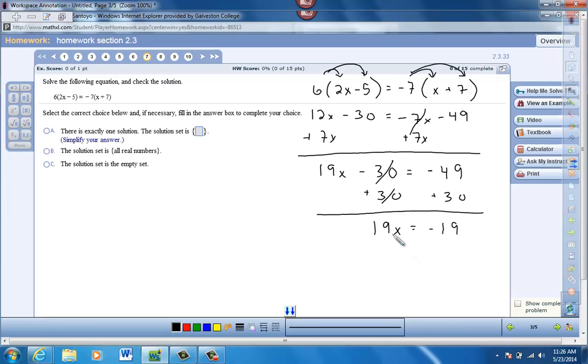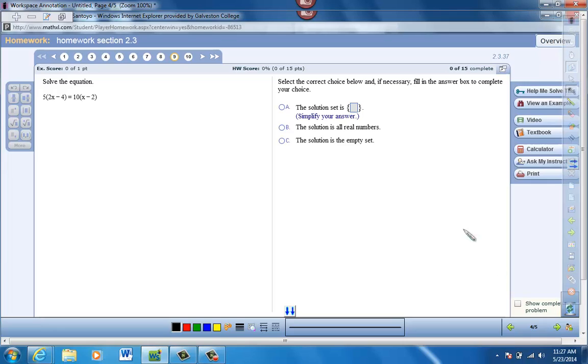And then once again, our whole goal is to get the coefficient to be 1. So how do we get rid of this 19? Just by dividing by itself. And what you do to one side of the equal sign, you do to the other. We get a solution of -1. Once again, make sure to check your work. Very next problem here. So it looks like we're kind of doing the same thing.